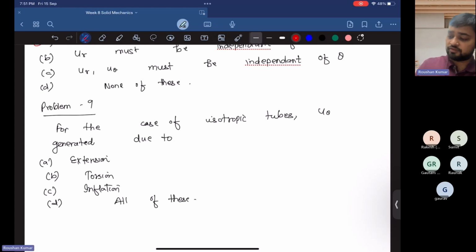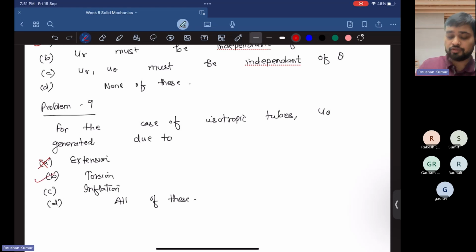So this question says, for the case of isotropic tube, u theta is generated due to, basically the displacement along theta direction is generated due to extension. No, due to extension there is no theta displacement. So this is an incorrect option.